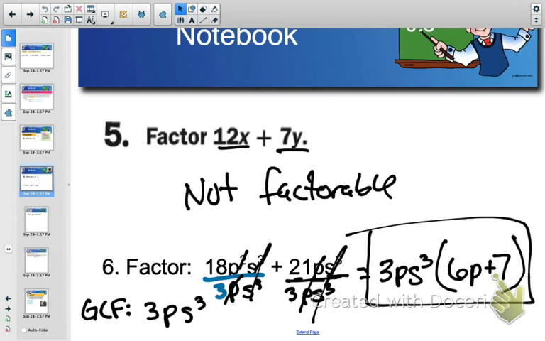So you take the GCF, put it on the outside. This is our GCF. And then you can check and distribute it back in, but really you're just dividing each term by the GCF, and whatever remains goes on the inside. Okay.